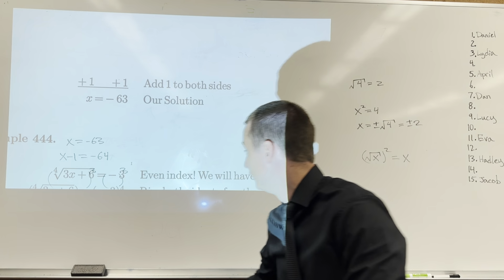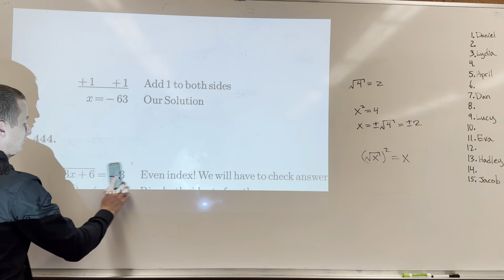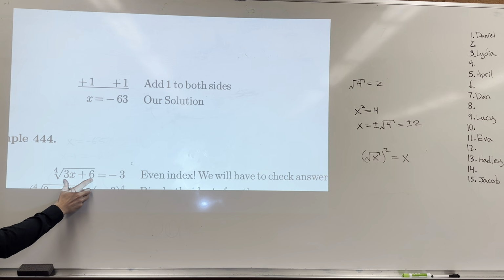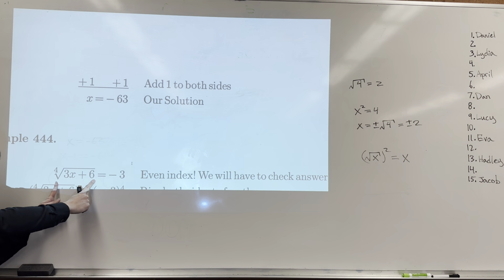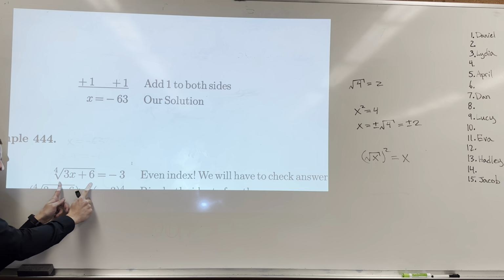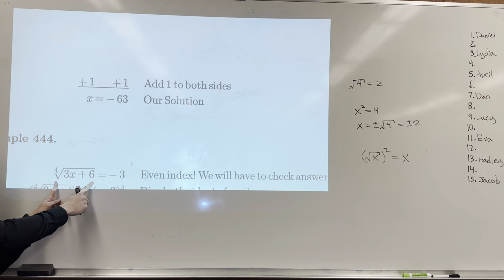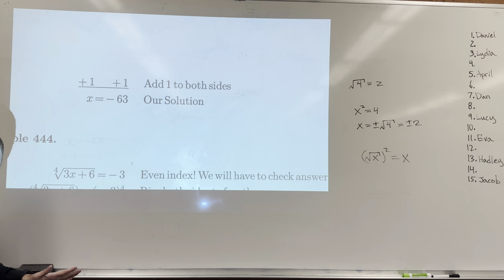All right. Here's the next problem here. We've got the 4th root of something equals negative 3. Impossible. No solutions. I know right out the door. A 4th root is always a positive number. A square root is always a positive number. A 6th root is always a positive number. He's saying it's equal to negative 3. Nope. Doesn't work. So I instantly know no solutions.